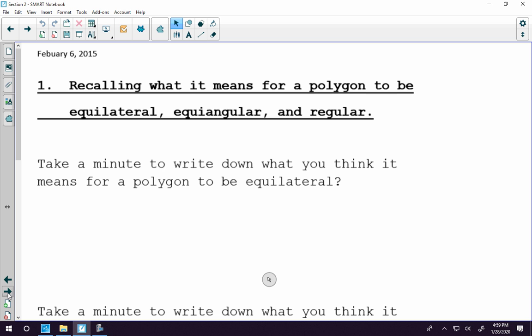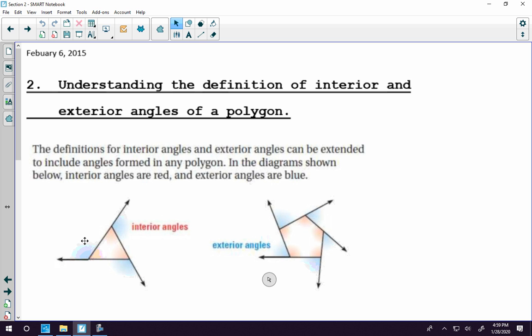Okay, again, if you want to come back to objective 1, which is review, at a later time, you can. Okay, first, before we get into this idea of the interior angle sum theorem and the exterior angle sum theorem, we need to understand what it means for an angle to be interior as opposed to exterior.